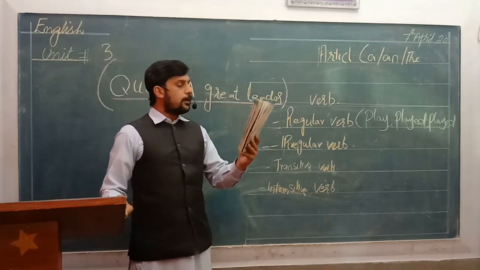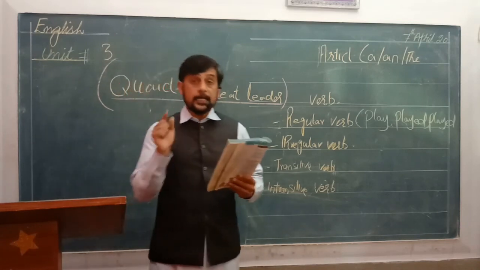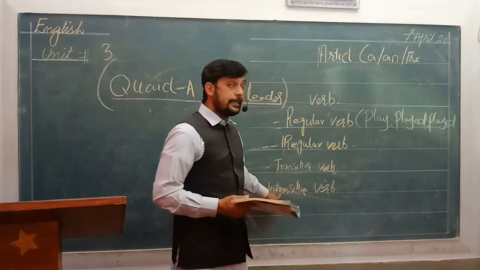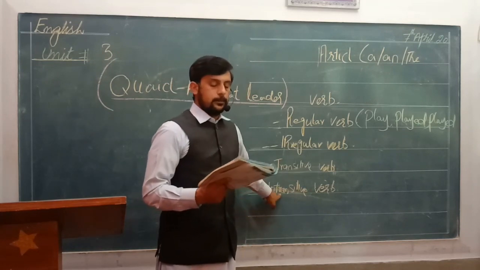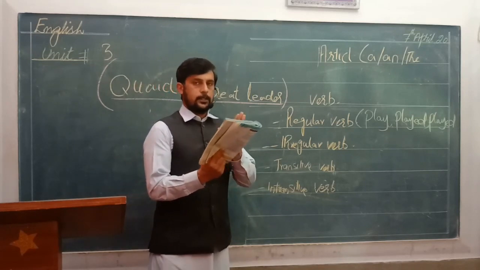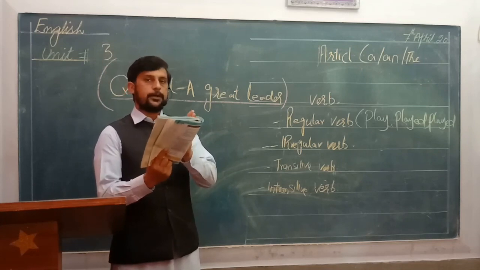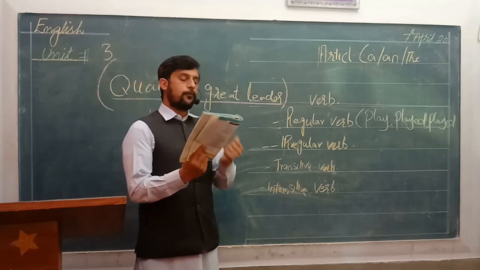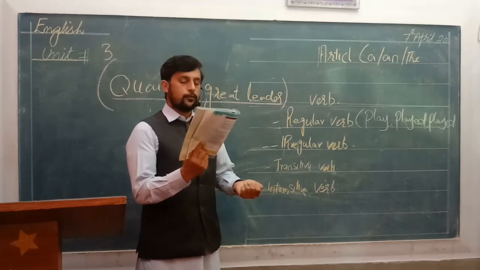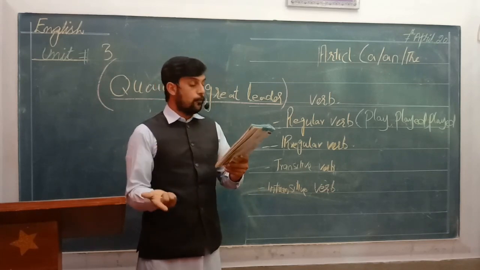Now come to exercise C on page 32. Decide whether the verbs in color are transitive or intransitive. Dear students, I told you what a transitive verb is and what an intransitive verb is. Now here in this exercise, you have to write whether the verb is transitive or intransitive. The first one is she was crying all day long. So which verb is it? Is it a transitive verb or an intransitive verb?